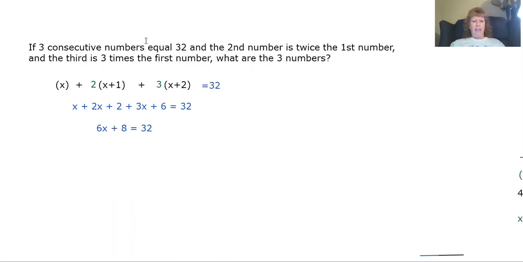So instead of add 8, if we subtract 8 from both sides, that will be 6x by itself, and that will equal 24. 32 minus 8 is 24. Then if we divide both sides by 6 to separate 6 from x, x will be equal to 4.